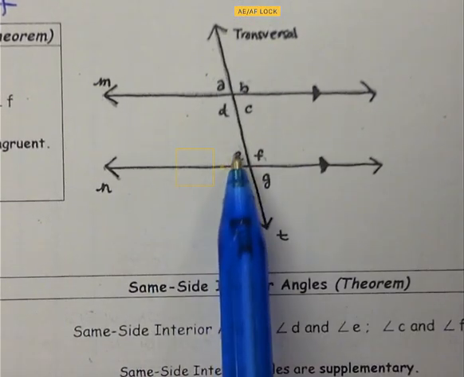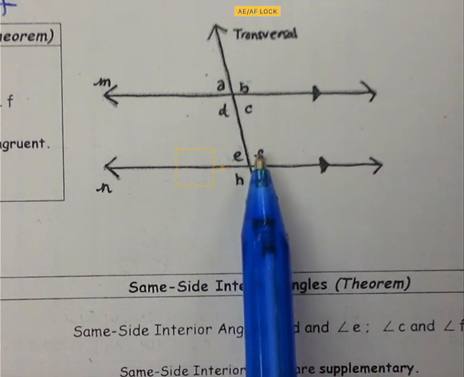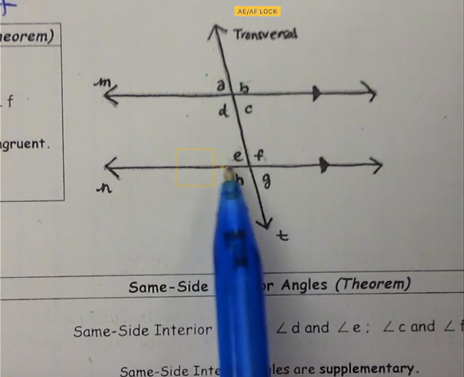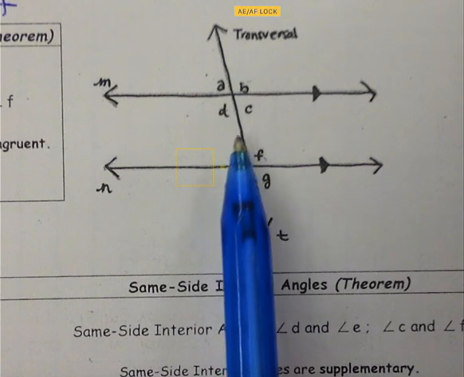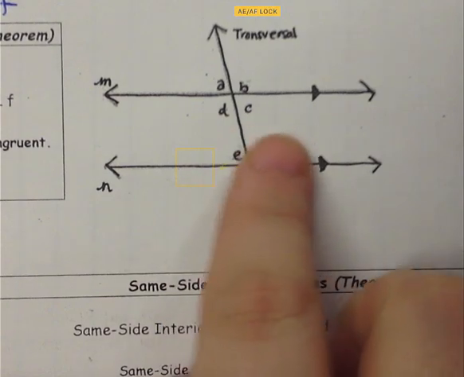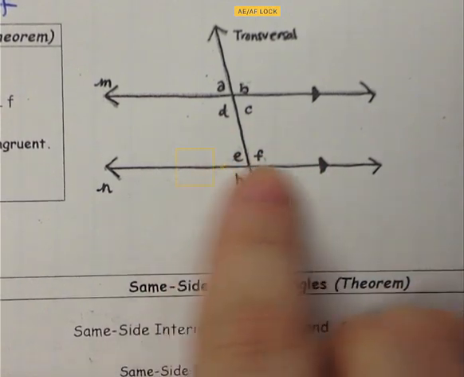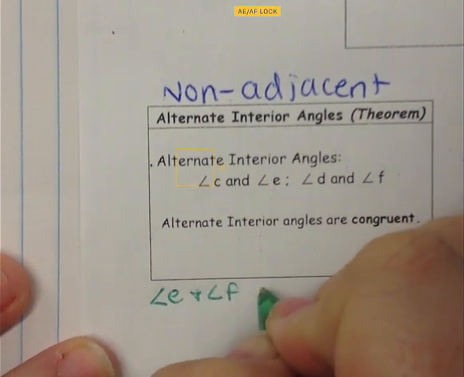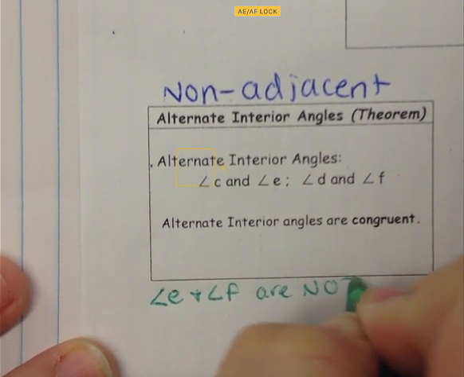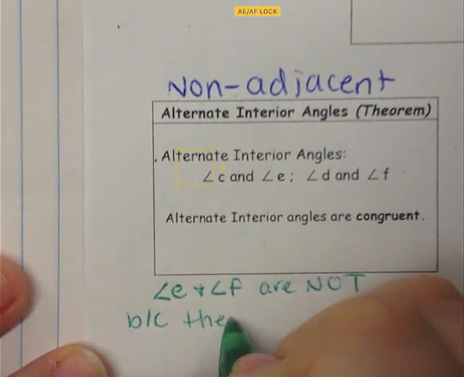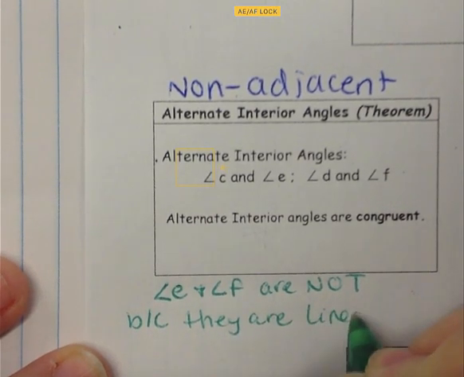However, angle E and angle F are not alternate interior angles because they are adjacent to each other. And if you recall back, you have two angles that are actually forming a line. Those are actually called a linear pair. That's what happens when they're touching the same parallel line. That's why we can't have that. So angle E and angle F are not, I'm just going to write a little note here, angle E and angle F are not, because they are actually a linear pair. They are a linear pair.